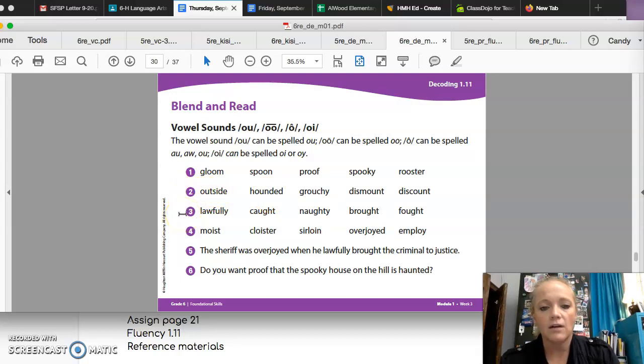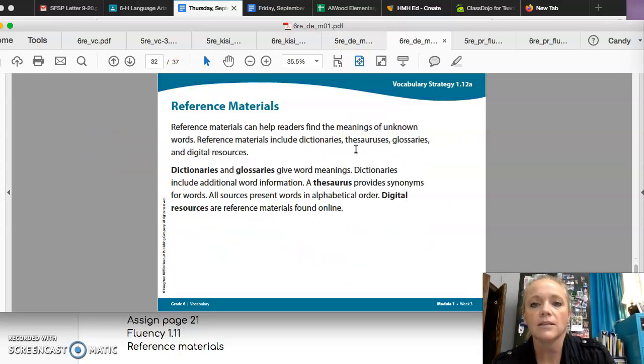Line 3, you have lawfully, caught, naughty, brought, and fought. And we have several spellings. We have AW says ah, AU says ah, OU and OU both say ah. And line 4, you have moist, cloister, sirloin, overjoyed, and employ. The oi sound is spelled OI or OY. So that's just a quick mini lesson on that.